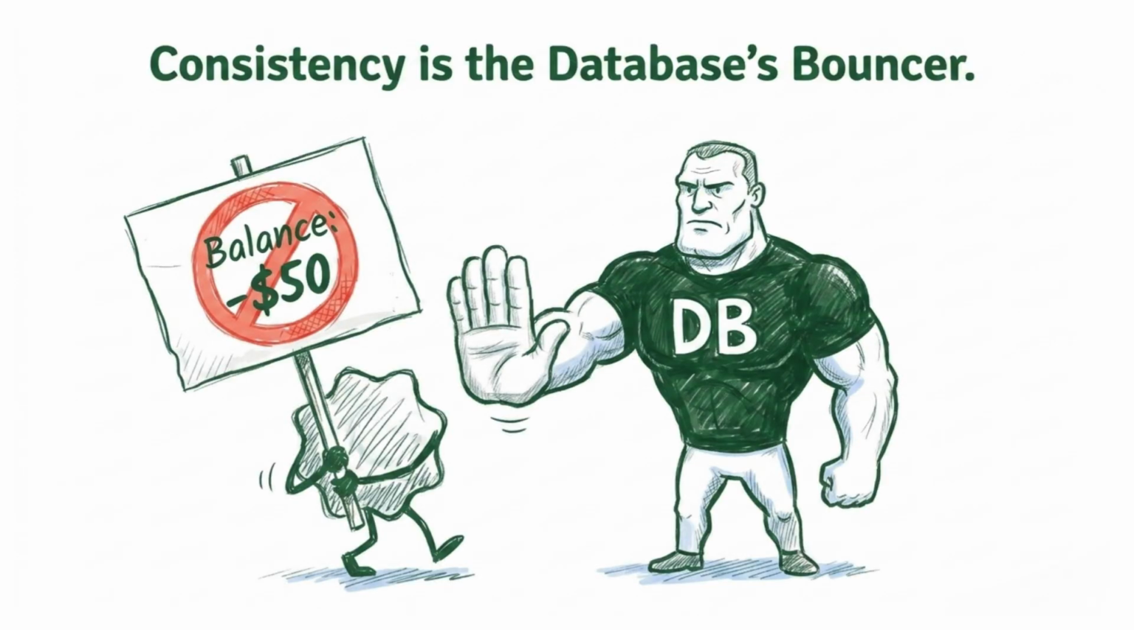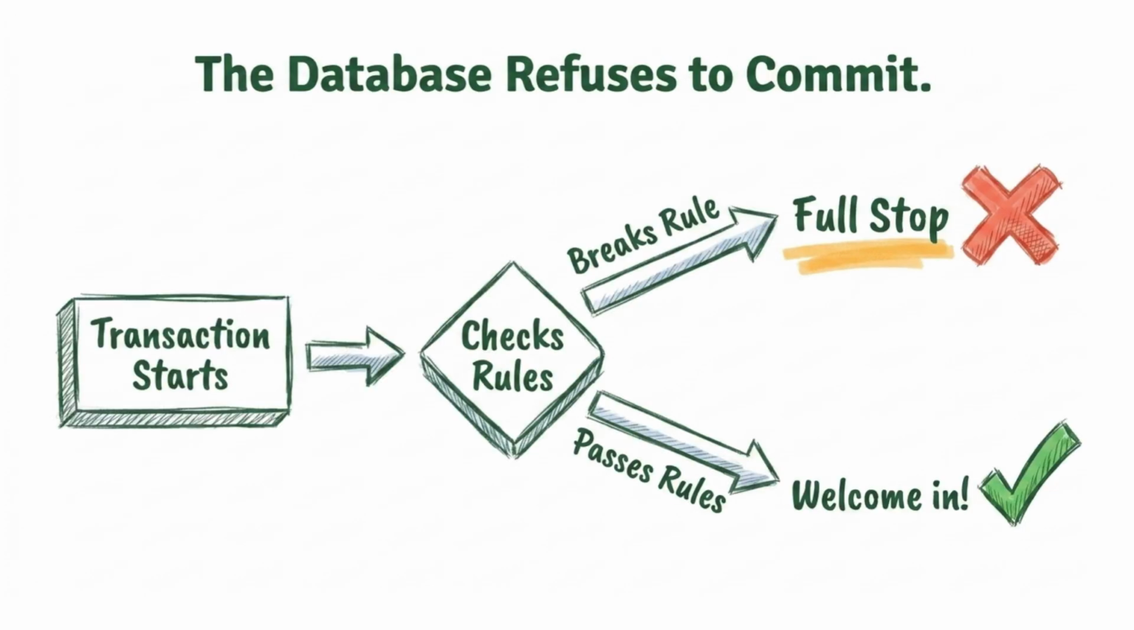Consistency is the database's bouncer. Think of consistency as a massive bouncer standing at the door of your database. Every transaction that arrives must follow the rules. A transaction trying to create a balance of -$50, the bouncer stops it cold, rejected at the door. Invalid data never gets inside. Only clean, rule-following transactions are allowed to commit. The database refuses to commit.